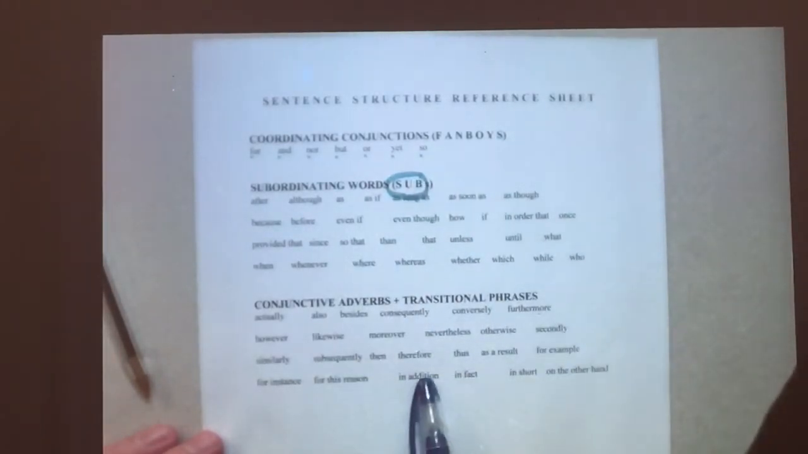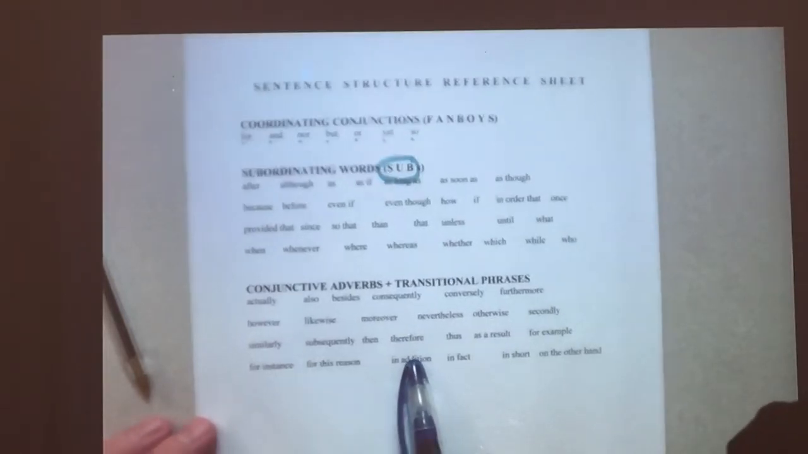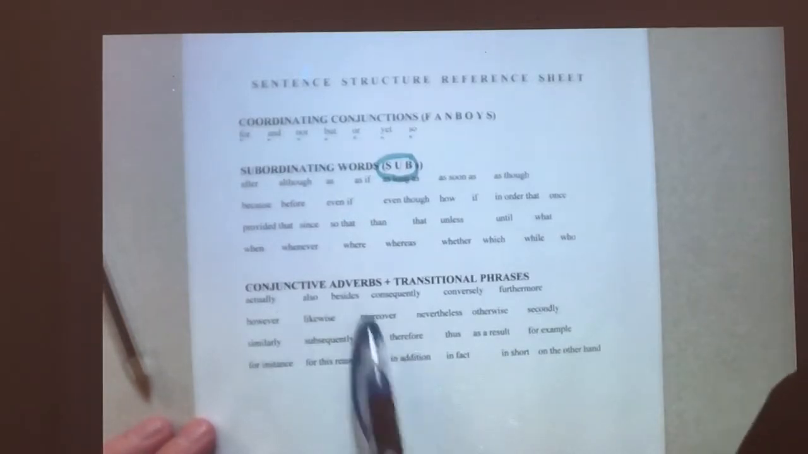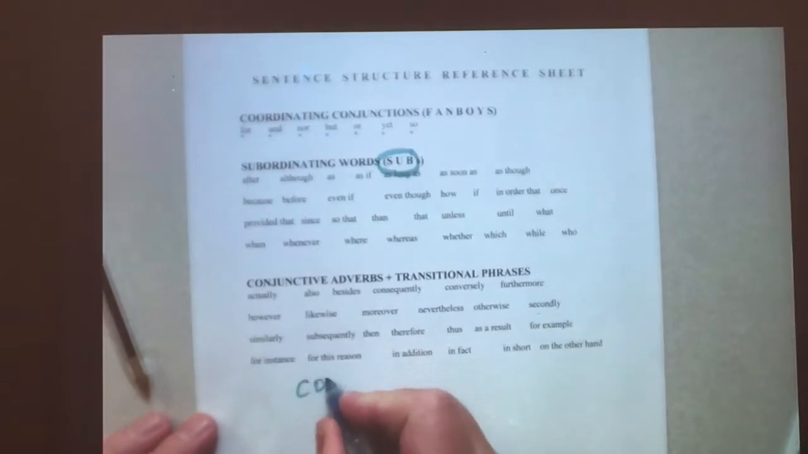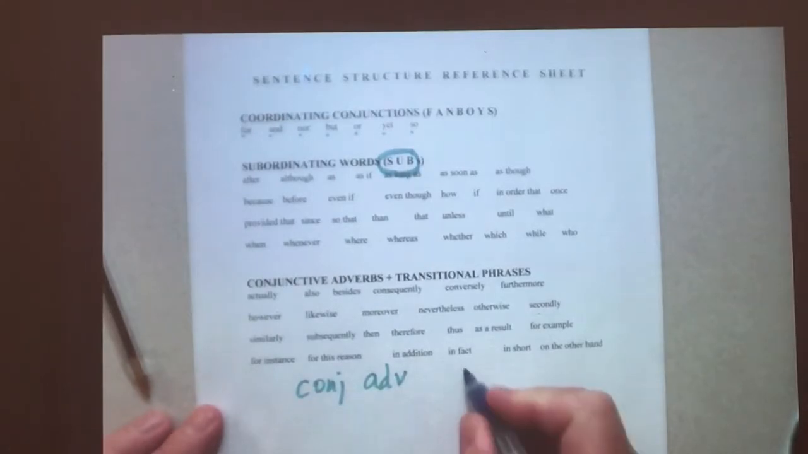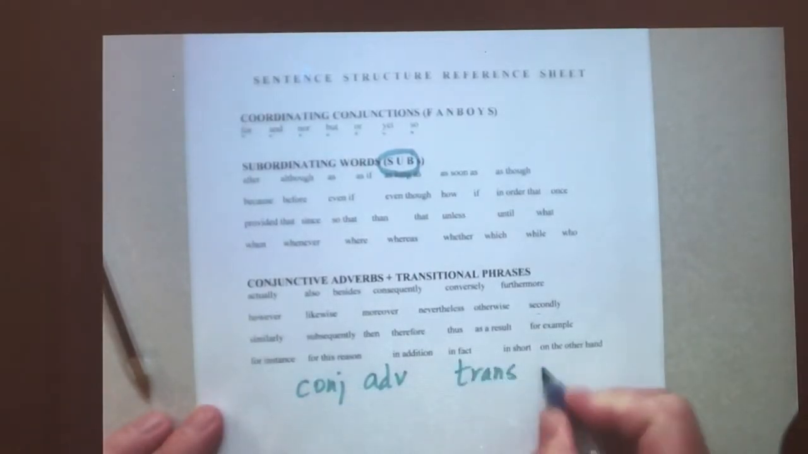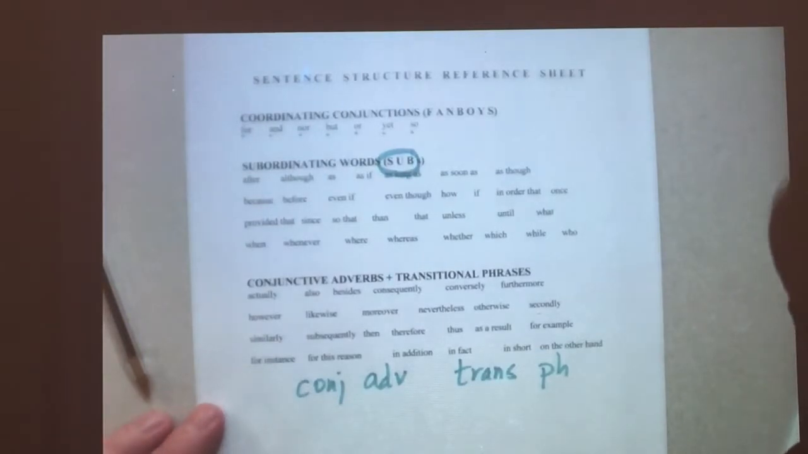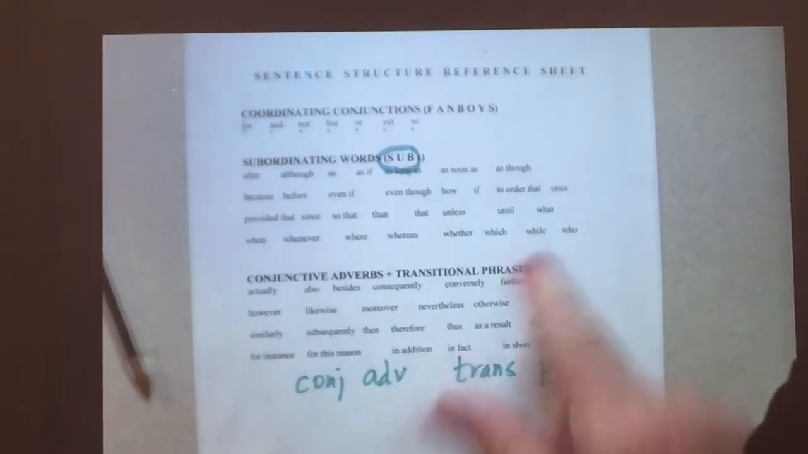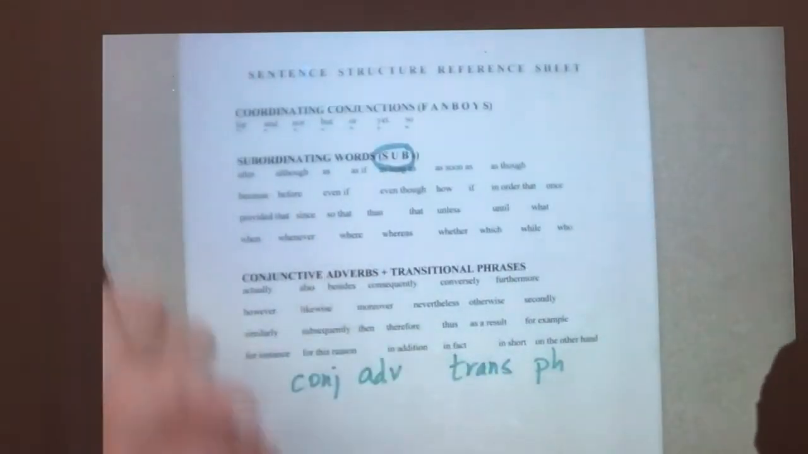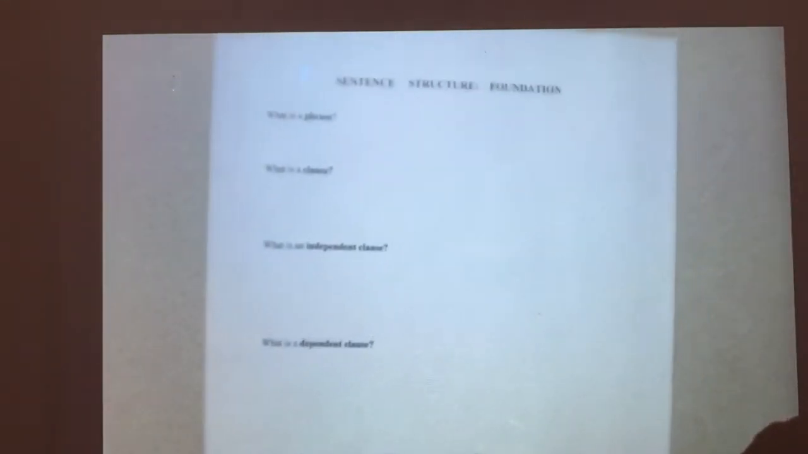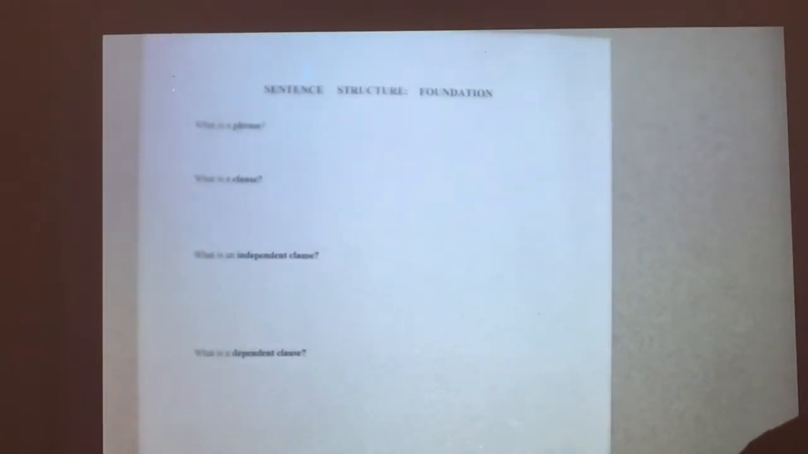And then the third grouping, these are the conjunctive adverbs and transitional phrases. And we'll abbreviate these: conjunctive adverb, and then transitional phrase. So we're going to start to look in just a few minutes at how we can use these different terms. So with that said, let's go ahead and lay some foundation for sentence structure.